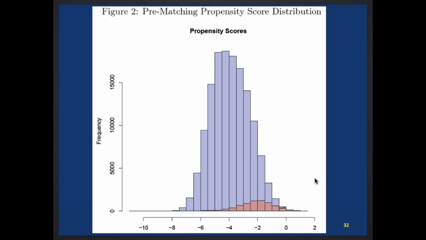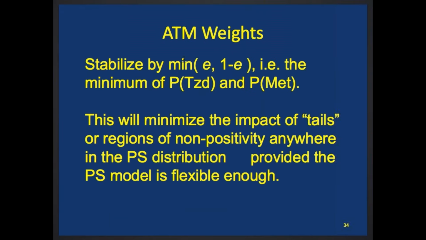That's actually what the ATM ends up doing: it essentially zeroes out both tails. And so it reduces to the range where there's overlap. That still would not be good for some outliers, because heavy tails have big values. It's true that they have the potential to create big values, but that numerator goes to 0. Because the numerator is the minimum of the propensity score and 1 minus the propensity score, that thing that we stabilize by goes to 0, provided the propensity score model is flexible enough.